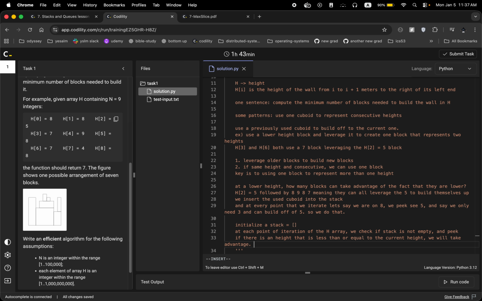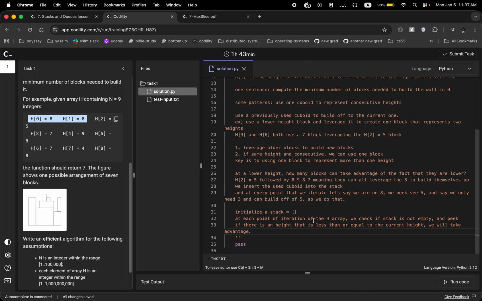So for example, let's say we have 8. We have the 8 in our stack. Because the stack is empty, we just push it in there. And then we have 8 again. That means we peek at the stack. Notice that it's an 8. We can represent the 8 using the 8. So we're not going to increase the number of blocks used. We only increase it when the block is greater than the leveraging one. If that's the case, we don't really need to pop anything.